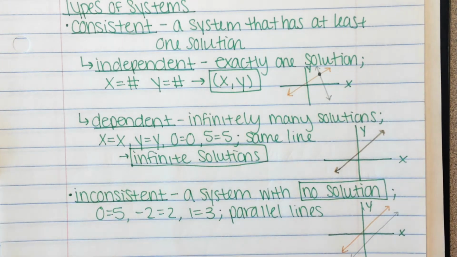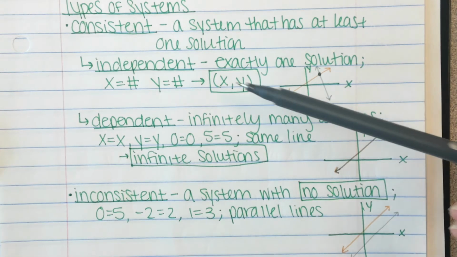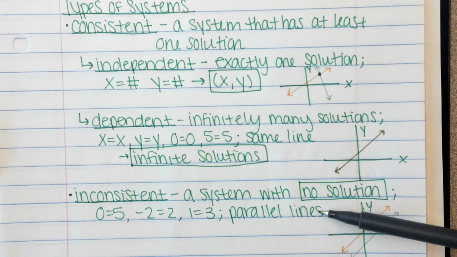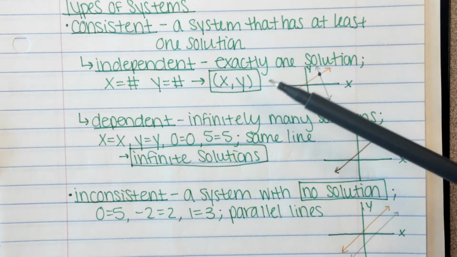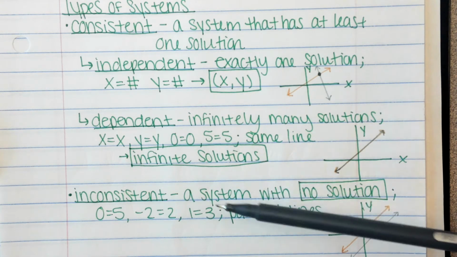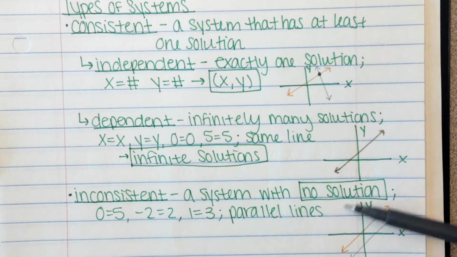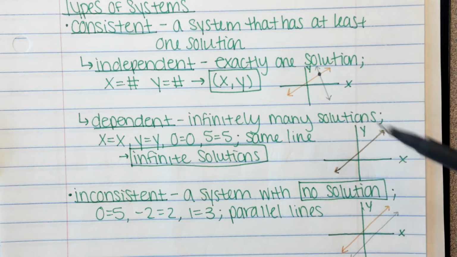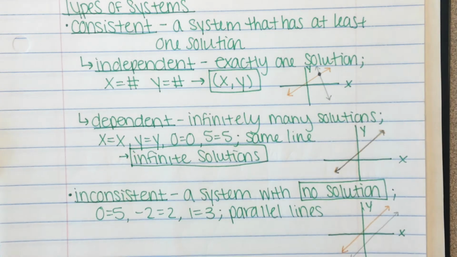All right, now, like I said, these vocabulary terms are going to be important, especially your different types of solutions. You have to know when your answer is an ordered pair, when it's infinite, and when it's no. Okay, same with your graphs. You need to know what those graphs look like.